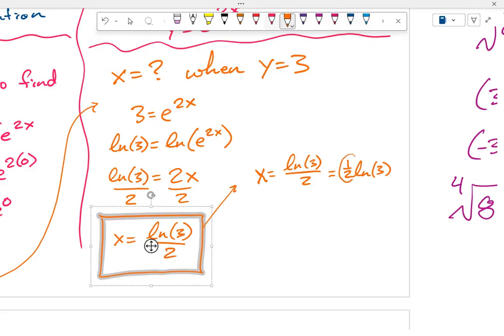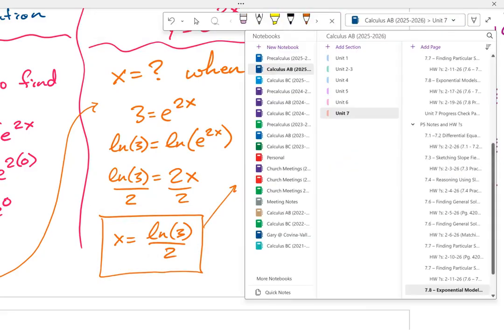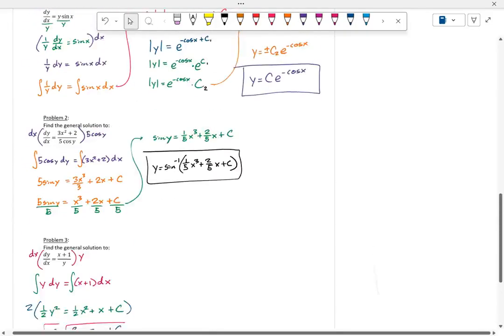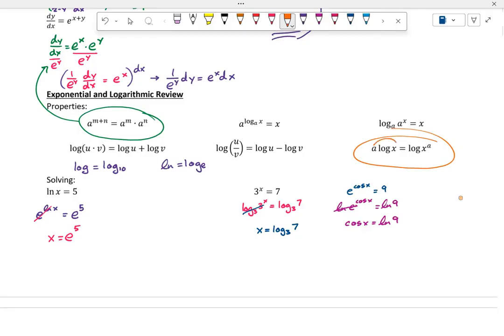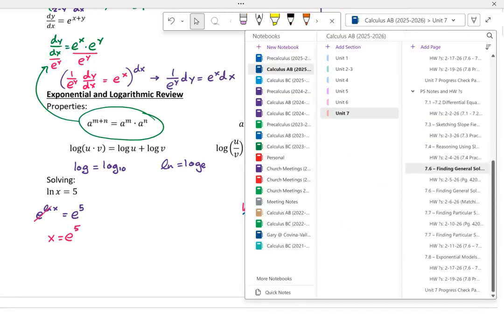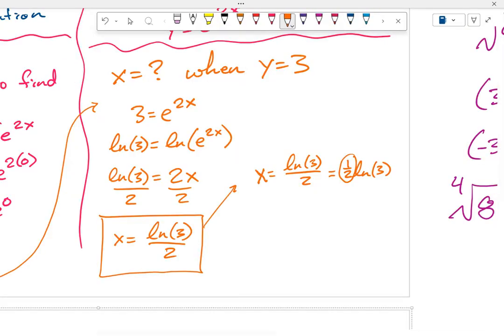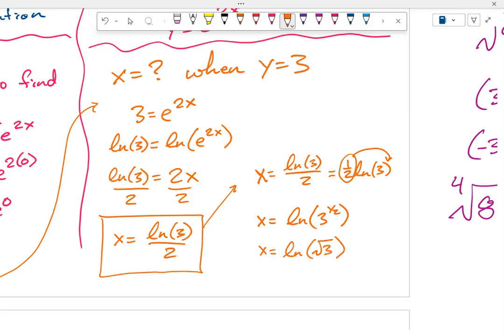That was one of the log properties we reviewed. That was in 7.6 day 1, where we did that review of our log properties. And there it is right here, that one. So if we have a constant or a number outside, we can bring it up as a power. That was one of our log properties from last year. So let's go ahead and apply it here. That means I can bring up the 1/2 as a power to the 3. So I get x equals the natural log of 3 to the 1/2. But what does it mean to be a 1/2 power? A square root. So you might see the answer as the natural log of the square root of 3. And that would also be true.